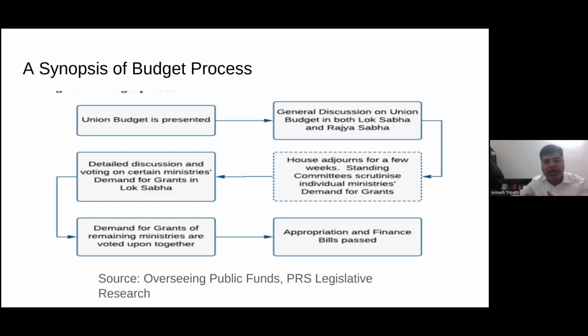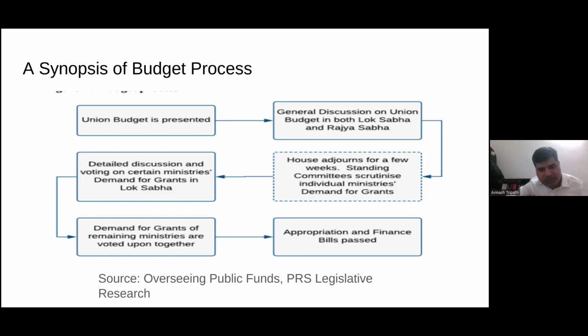Finally, once the demands for grants for the different departments are passed, they are consolidated into a single appropriation bill, and then the appropriation bill is passed. Once the appropriation bill is passed, it is sent for approval to the president, and once the president signs it, the budget is considered passed. So this is the process.